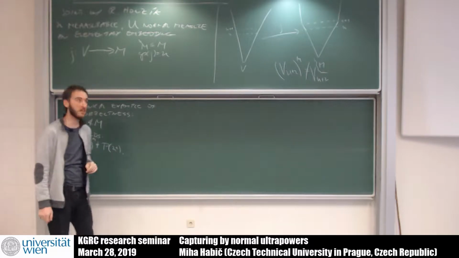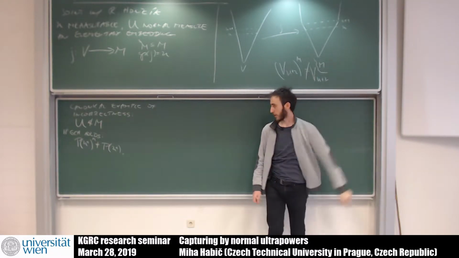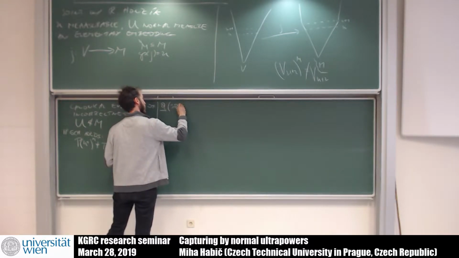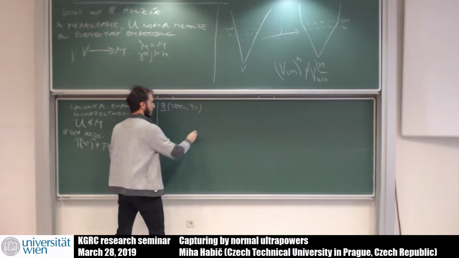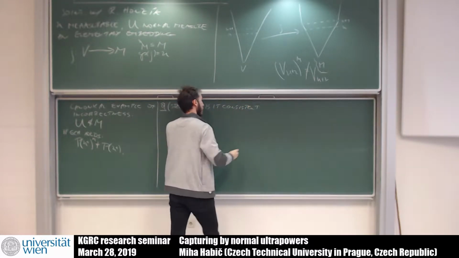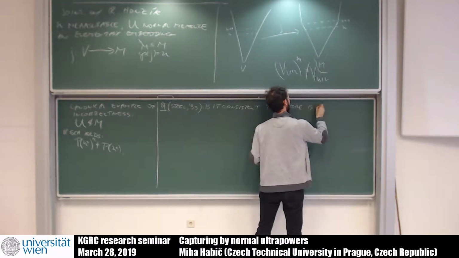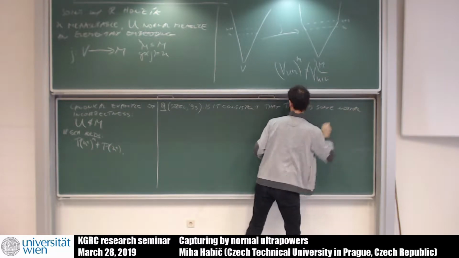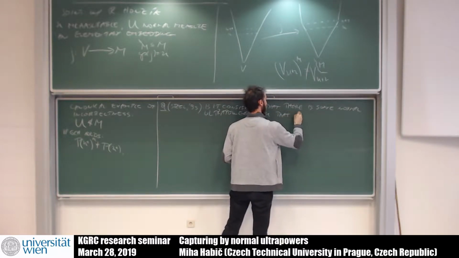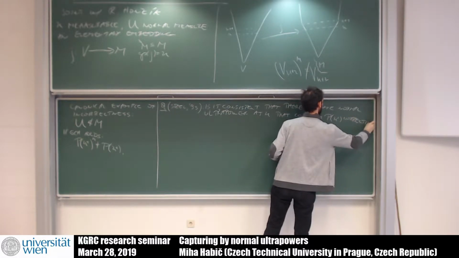And you can ask the question, could this ultrapower M compute more power sets correctly than just the power set of kappa? This was a question asked by Steel in, let's say, 93. So is it consistent that there is some normal ultrapower at kappa that computes the power set of kappa plus correctly?